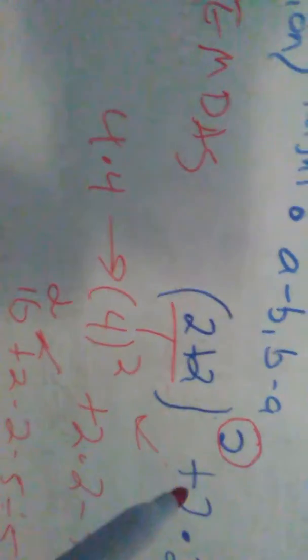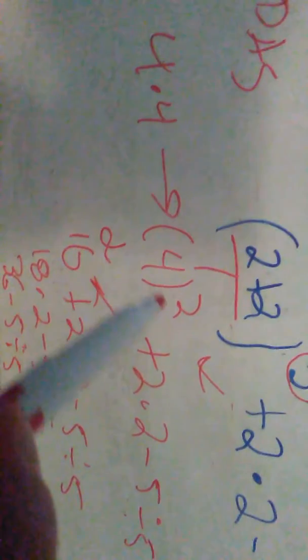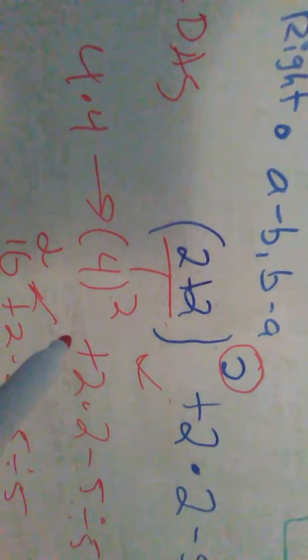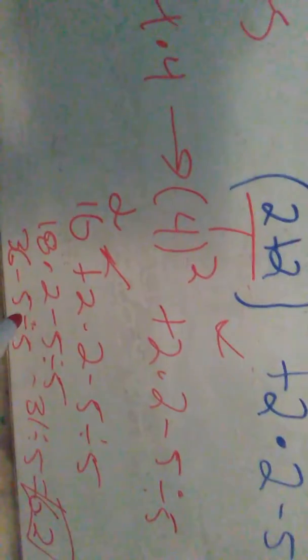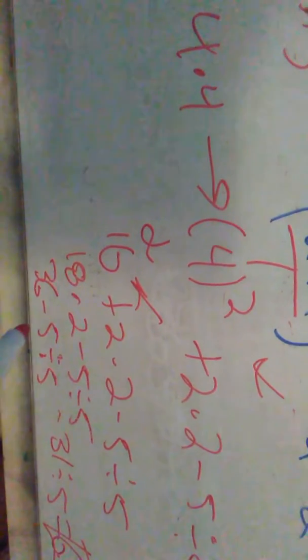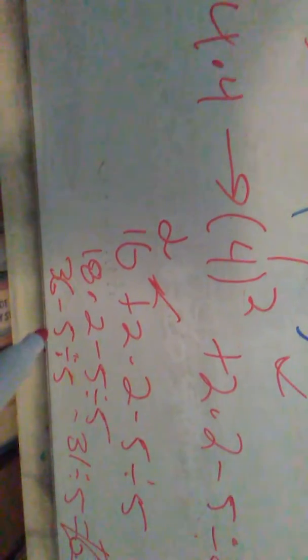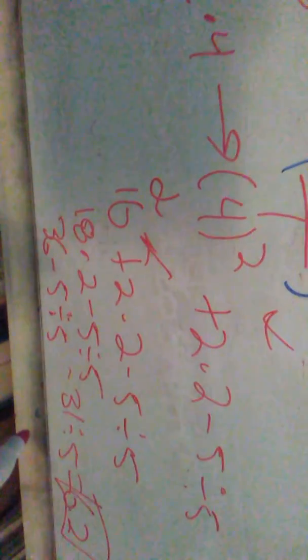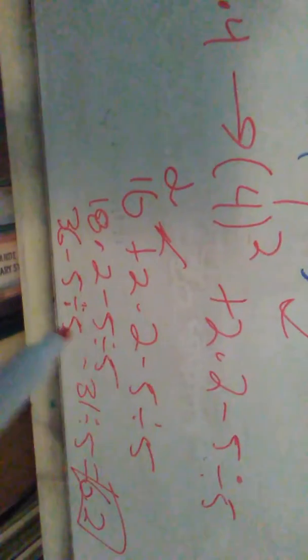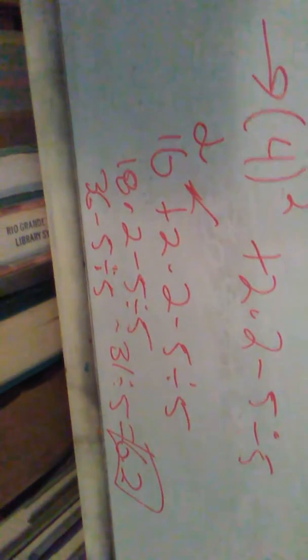So what we did is we did the parentheses, 2 plus 2 is 4. We raised it to the exponent, which is 2, so 4 squared is 16, plus 2, which is 18, times 2, which is 36, minus 5, which is 31, divided by 5, and again, 5 does not go evenly into 31, so we get 6.2.